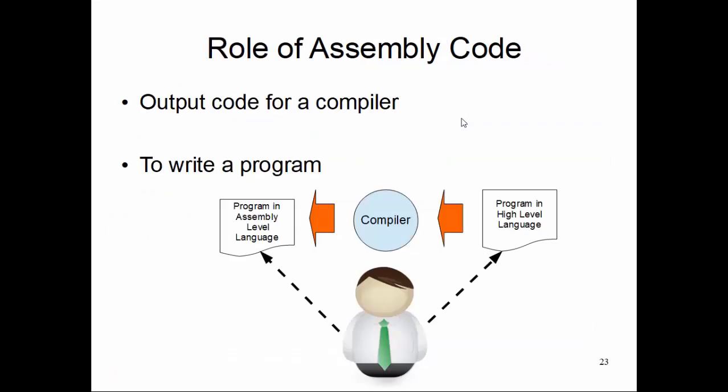Now, the role of assembly code is mainly to be the output of a compiler. This assembly goes almost to the level of the machine. It is just a human representation of machine code. You can think of it that way, and also as a way to write a program. In modern days it is very unusual, but it happens that one needs to write code in assembly.